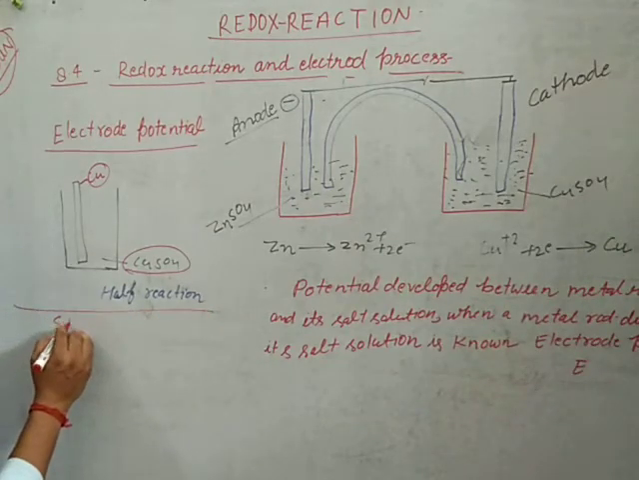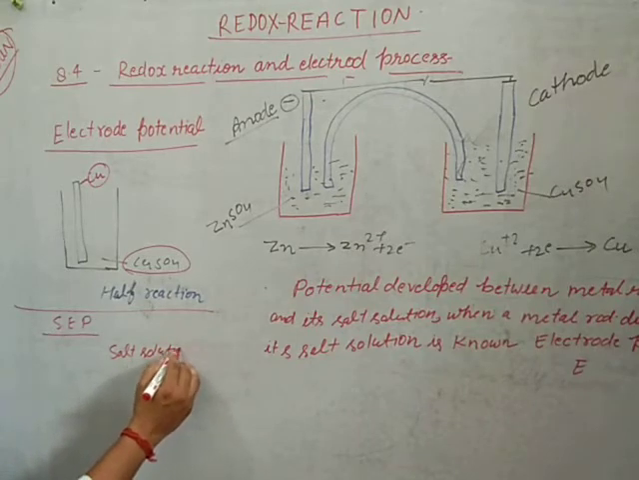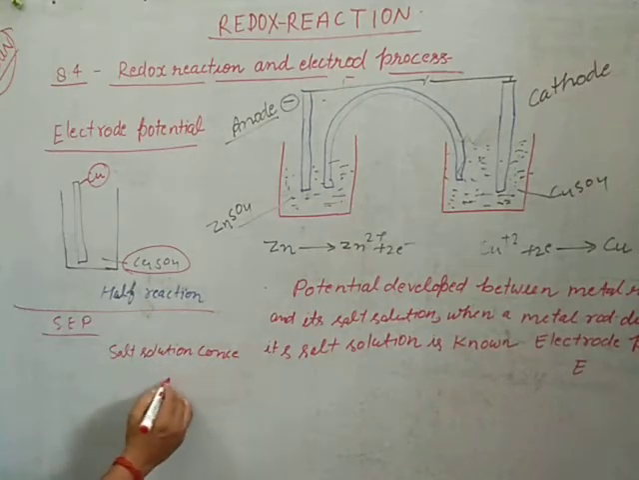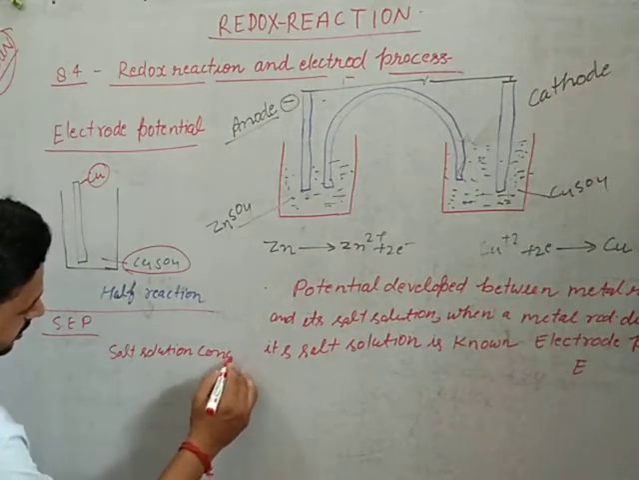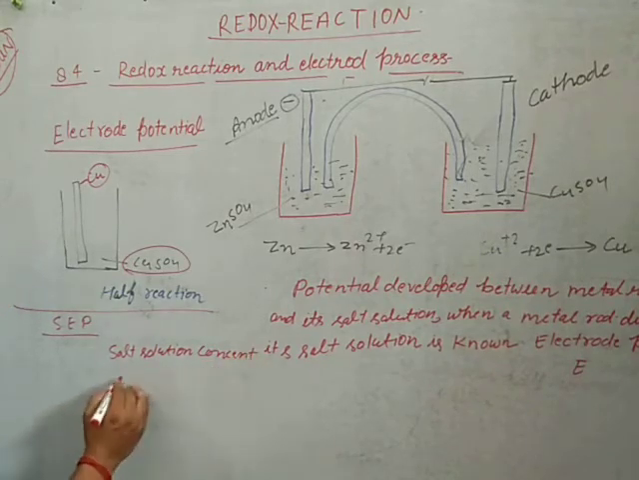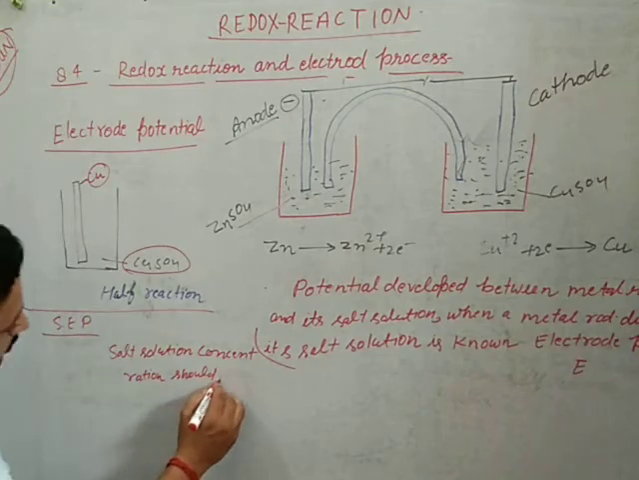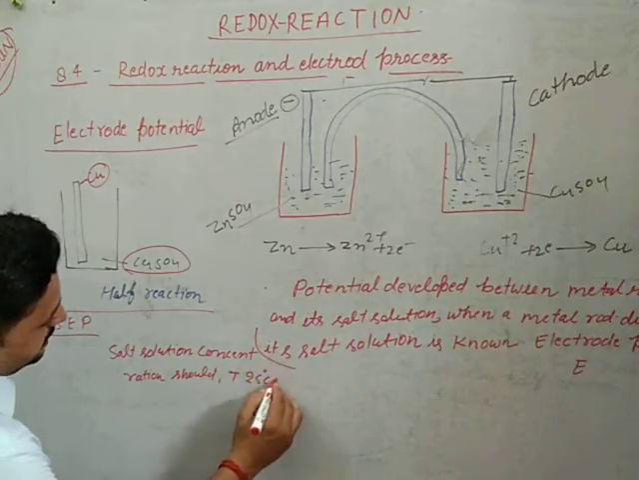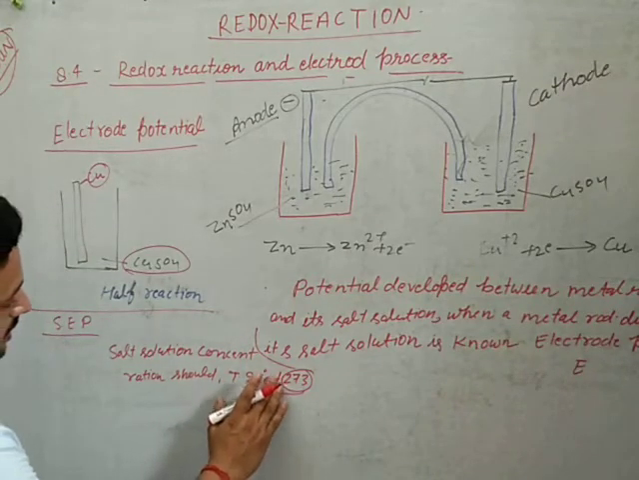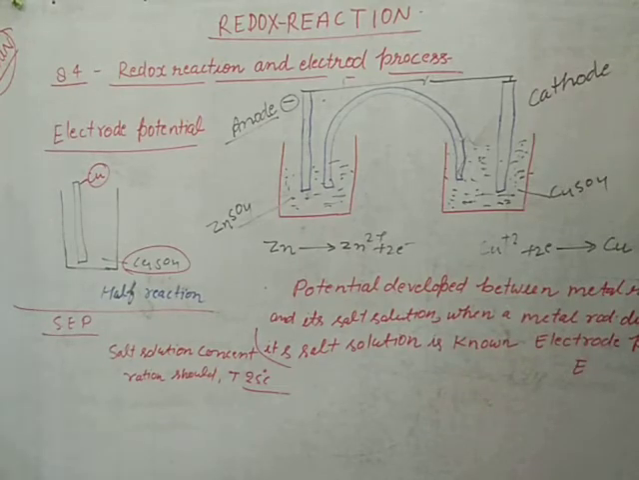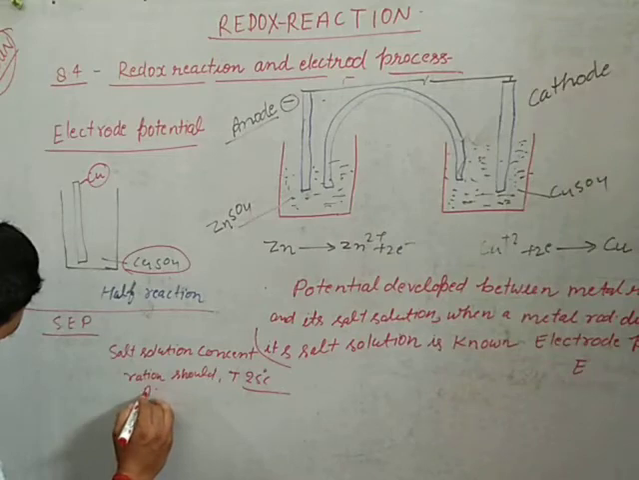But for standard electrode potential, the salt solution concentration should be 1, and the temperature 25 degrees Celsius, or we can take 298 Kelvin by adding 273, and the atmospheric pressure should be 1.